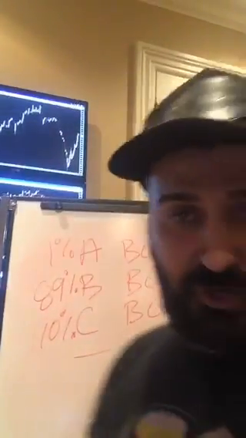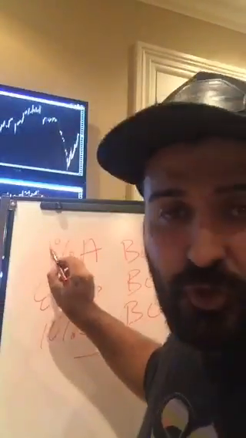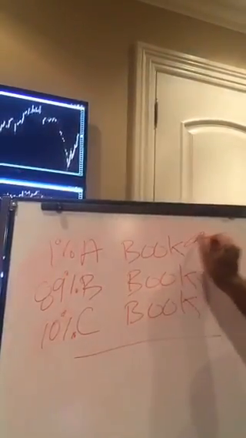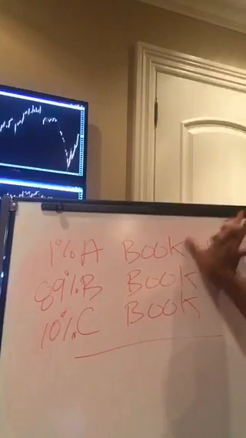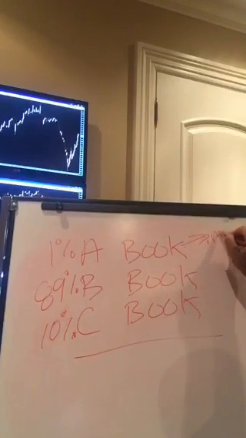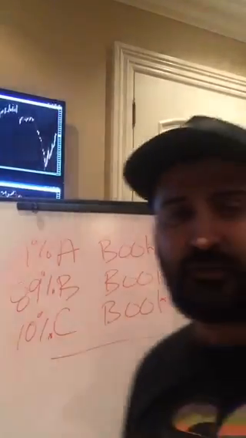The A book is STP or NDD. A book, every single client inside the A book is directly, I can't draw an arrow, is directly having every trade sent to the market. So it's real execution. You know how they pick the A book, guys?